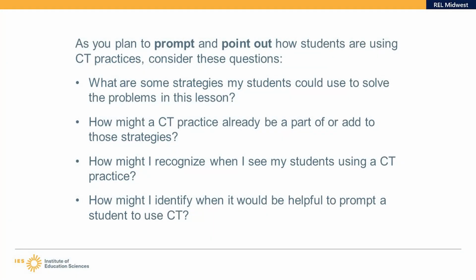As you plan to prompt and point out how students are using CT practices, consider these questions. What are some strategies my students could use to solve the problems in this lesson? How might a CT practice already be a part of or add to those strategies? How might I recognize when I see my students using a CT practice? And how might I identify when it would be helpful to prompt a student to use CT?